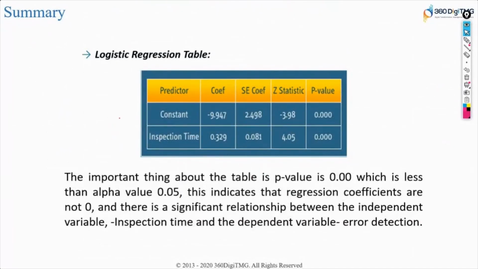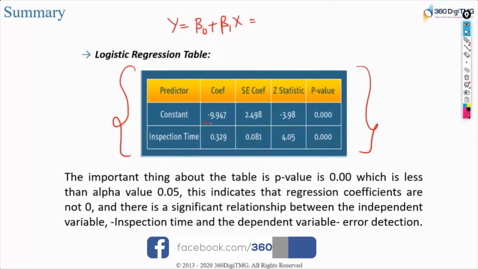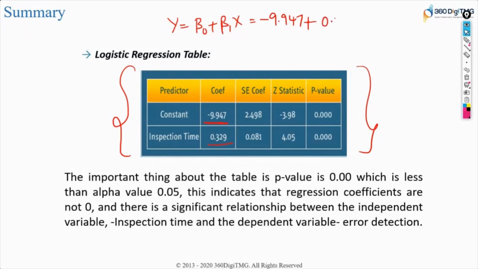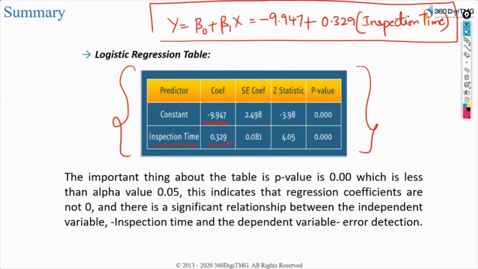Say you run the model on R or Python, whatever tool you use. You'll get such an output. What is the equation? Y is equal to beta naught plus beta 1 into x. Same thing. Beta naught, called the constant, is minus 9.947, plus beta 1, which is 0.329, multiplied with inspection time. Here is the equation that we have.